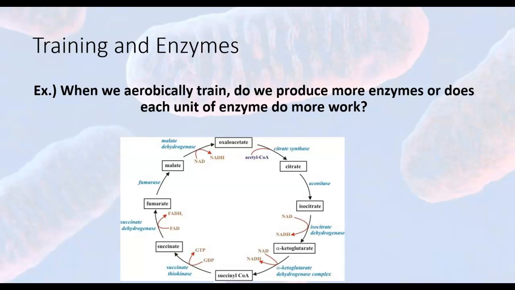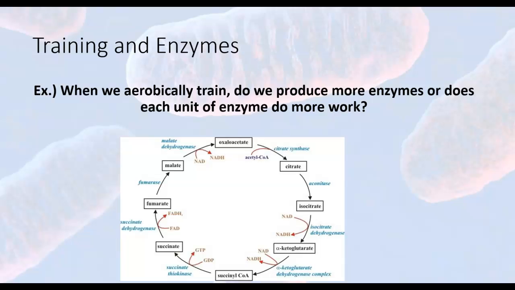All right, now we're going to talk a little bit about training and enzymes. So let's use some examples: enzymes within our mitochondria. Let's talk about aerobic training and the Krebs cycle, okay? When we aerobically train, do we produce more enzymes, or does each unit of enzyme do more work? With chronic training, can we produce more enzymes biologically, or does each unit of enzyme do more work?